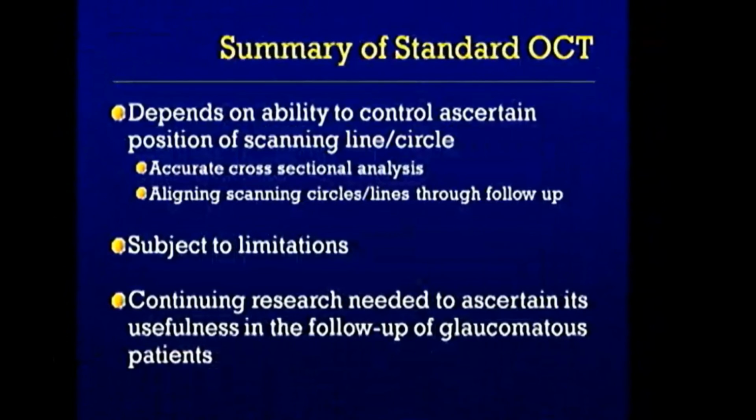So, the ability of the TSNIT profile to filter out abnormal values depends on the centration of the circle on the nerve. The newer OCT devices, like the Spectralis, have eye tracking software, which means that as a patient moves his eye, the image moves as well, so that it stays tracked on the optic nerve, so that reduces the variability.